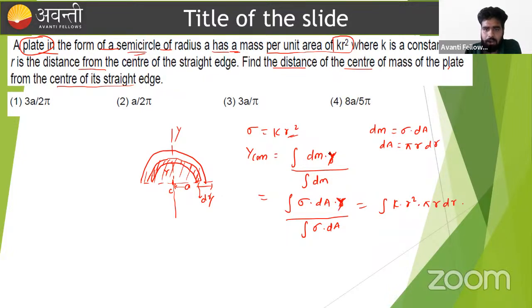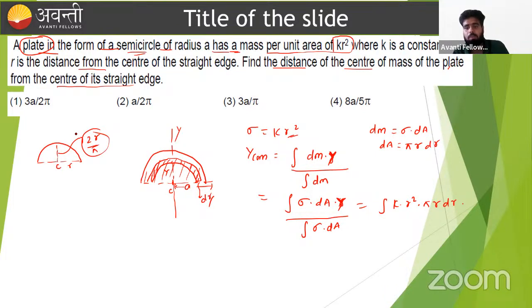What is the value of y here? y is the coordinate of the center of mass of the small semicircular ring. We know the center of mass of a semicircular ring from the center. Everybody knows, if the radius is r, this is nothing but 2r upon pi. So if we consider the ring at distance r, the center of mass is 2r upon pi.